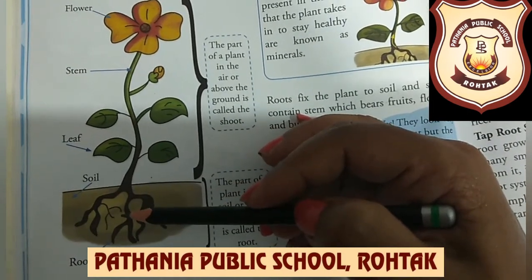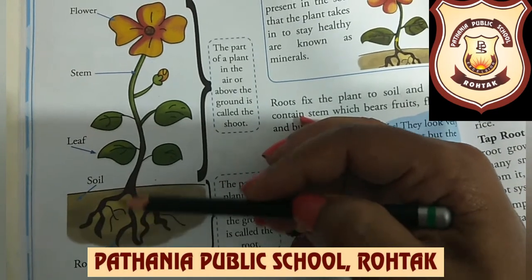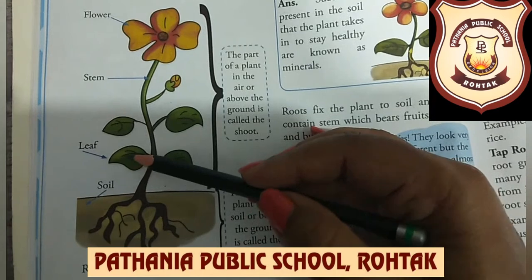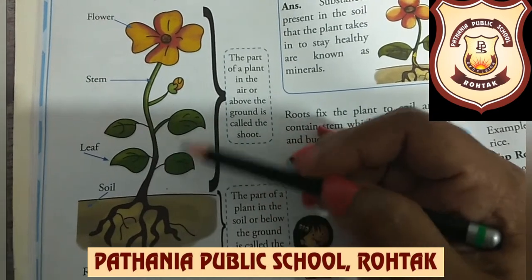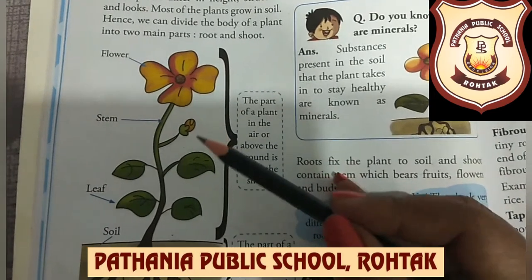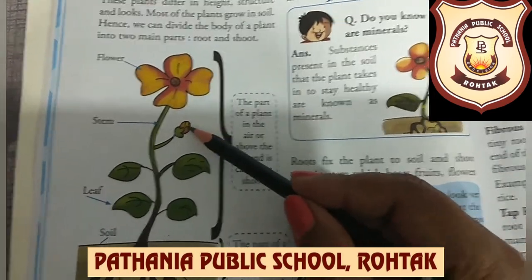Roots grow in the soil. Then this part is known as stem. These are the leaves of the plants. This part is known as flower and this is known as the bud.